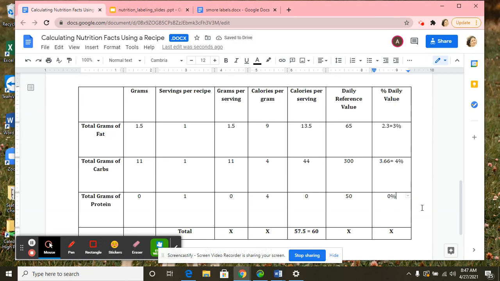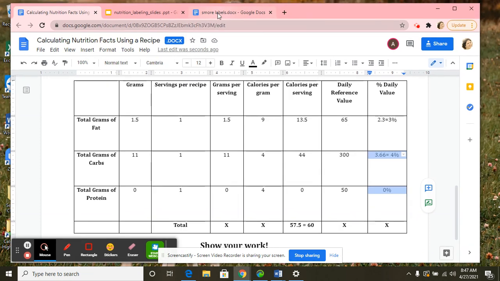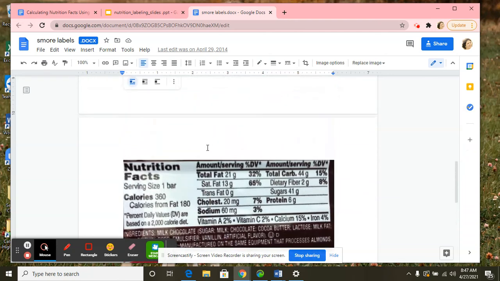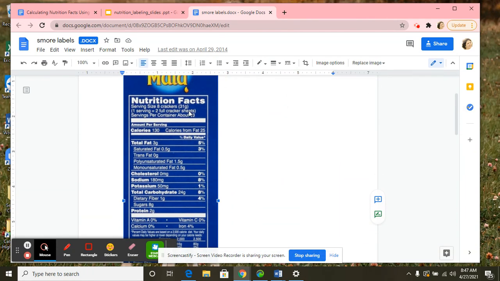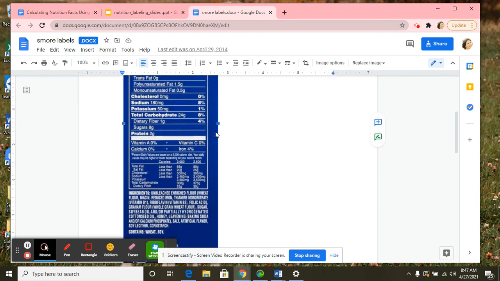So based on using this chart and pulling together your serving size, how many grams you have of each of the fat, carbs, and protein, the calories you get and the total calories in the end, and your percent daily value, you have all the information you need to create a nutrition label that looks just like the nutrition labels that you used in calculating this information.